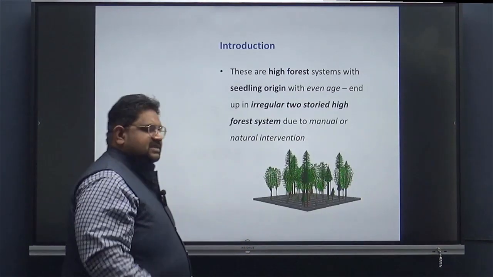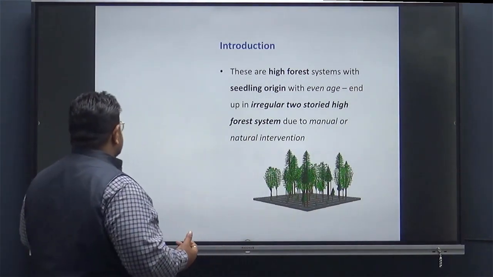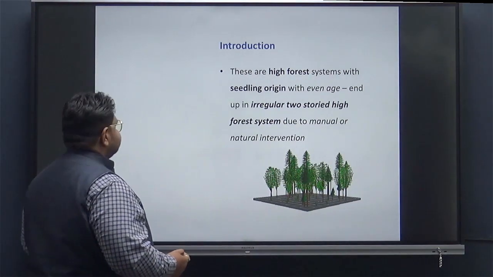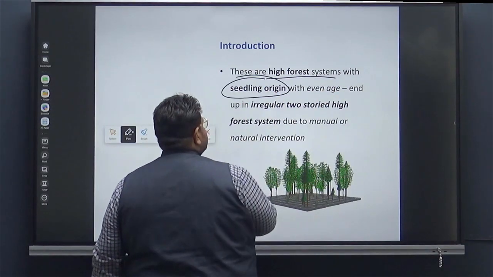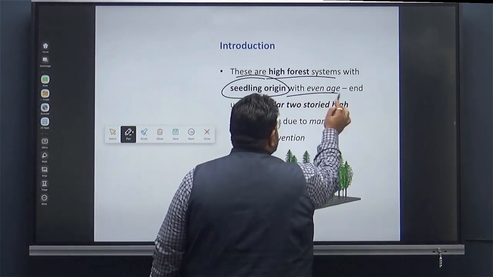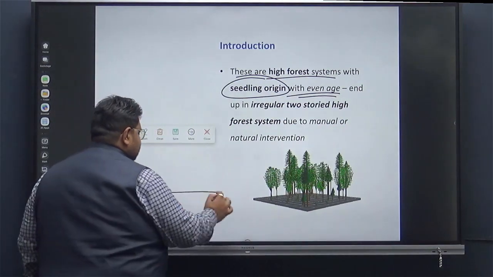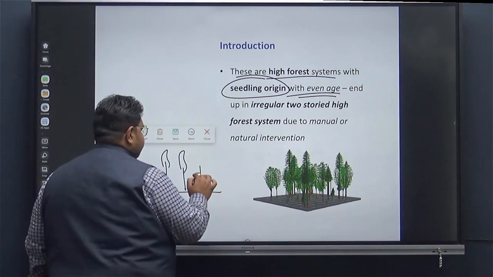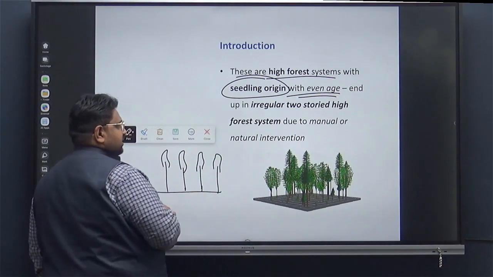See, accessory systems are a kind of silviculture system, mainly coming under the category of high forest systems, definitely with seedling origin, and initially it will be of even age. That means all the trees which are planted will have the same age, which means they will definitely have the same height as well.